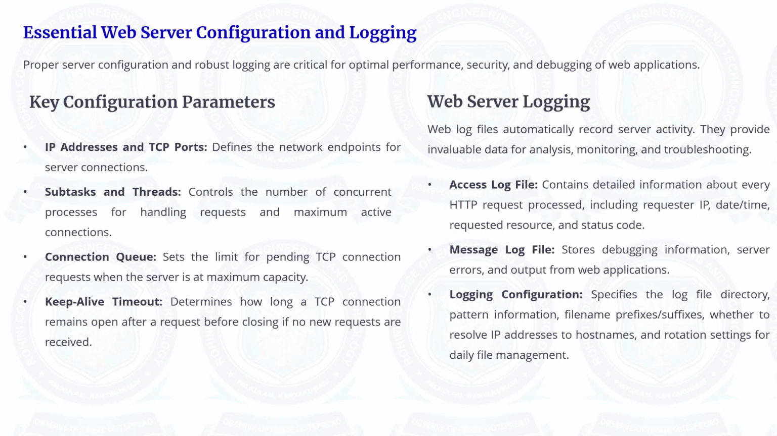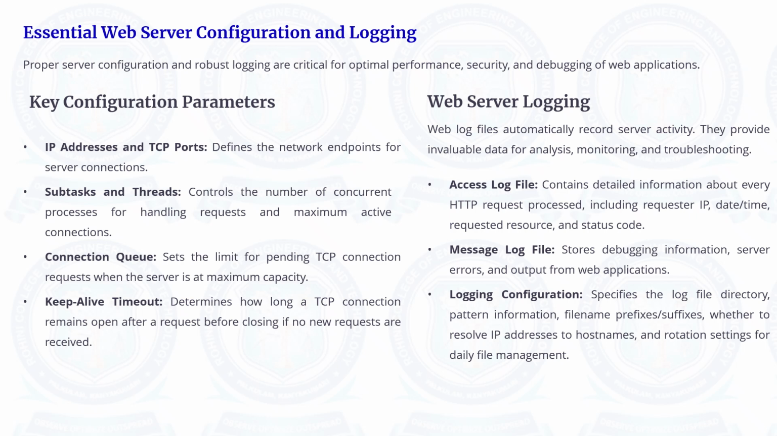Essential web server configuration and logging. The configuration parameters are IP addresses and TCP port, which define the network endpoint for the server connections. Substack and thread settings control the number of concurrent processes for handling requests and maximum active connections. Connection queues set the limit for pending TCP connection requests when a server is at maximum capacity. Keep alive timeout determines how long a TCP connection remains open after a request before closing if no new requests are received. Web server logging.